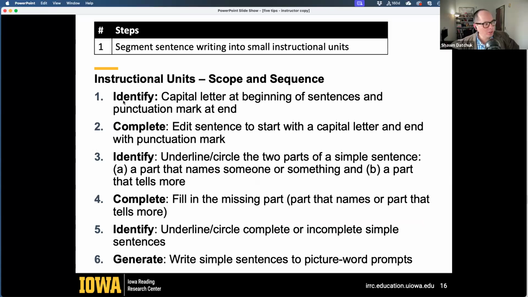studies. So notice on here, first we're having students identify different parts, in this case, capital letter at the beginning. They're completing, they're identifying. So they're going through different phases and cycles of identifying and completing these different aspects of a simple sentence. And then they're finally getting to a generate.